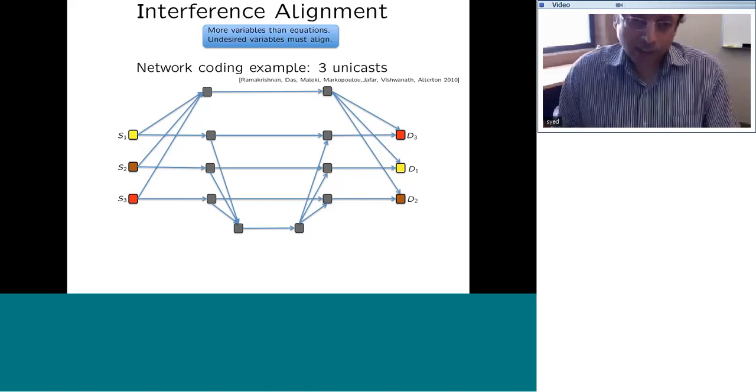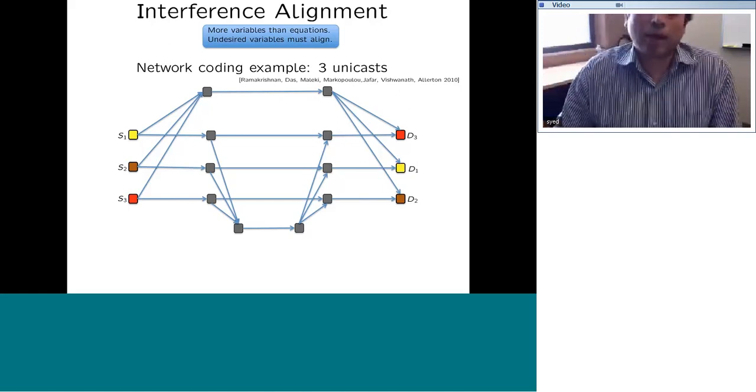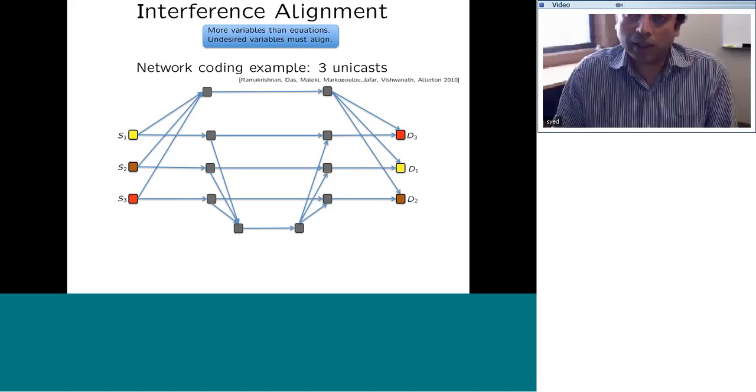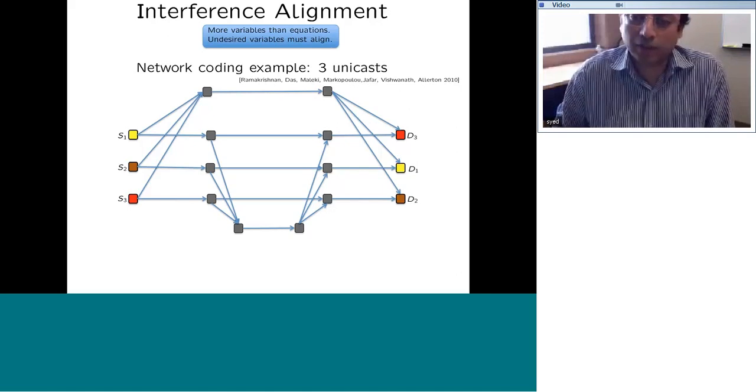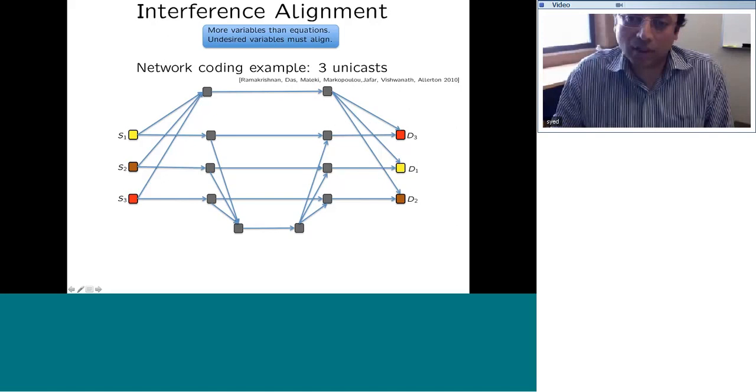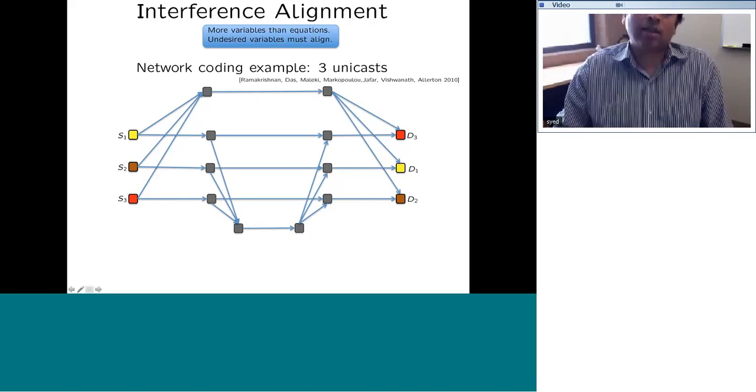So in this talk, as I said, I will try as much as possible to use network coding examples. So I will also motivate interference alignment with a network coding example. Here what you're seeing is a 3 unicast example. You have 3 sources, S1, S2, S3 on the left, and the 3 destinations on the right. Note that they're a little bit staggered. So source 1, the yellow source, wants to talk to destination 1, which is not directly across from it, but a little bit down here.